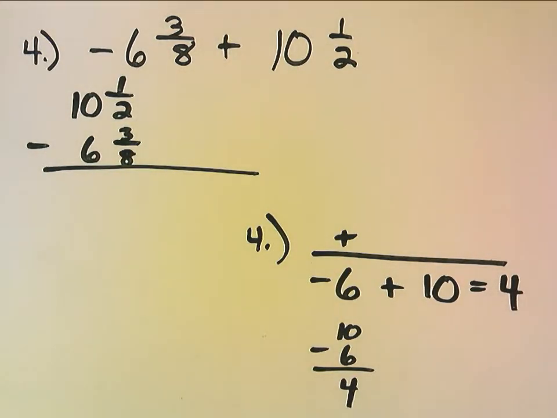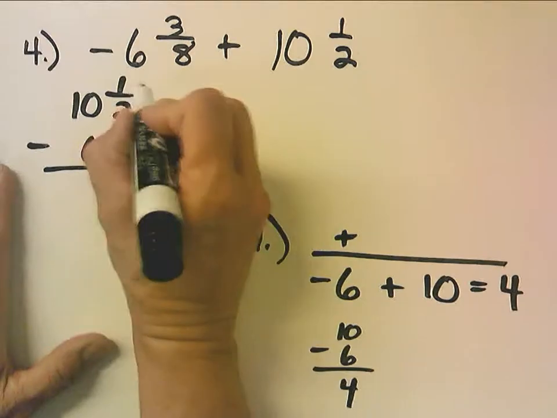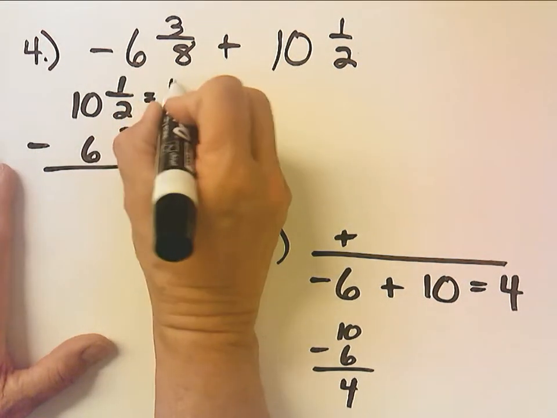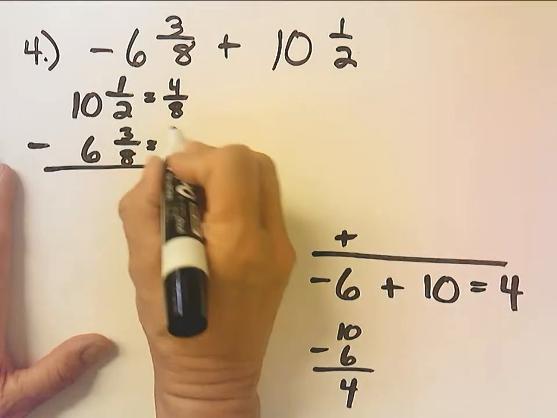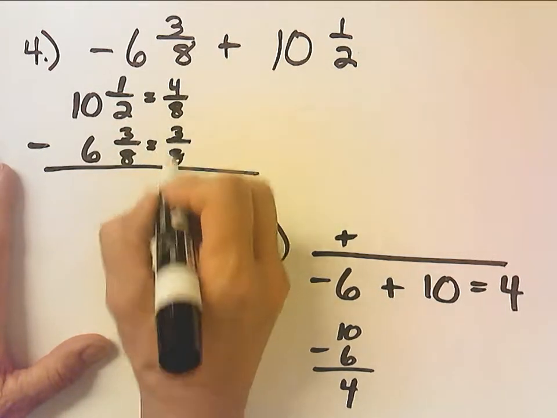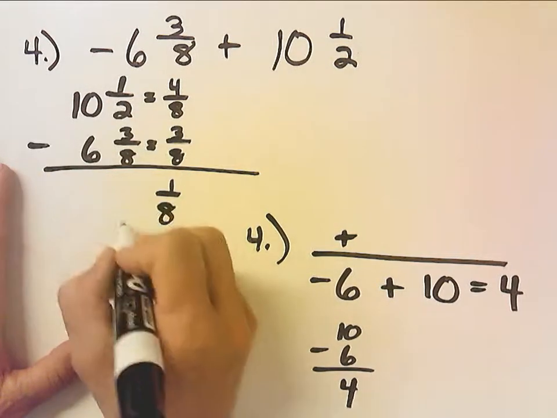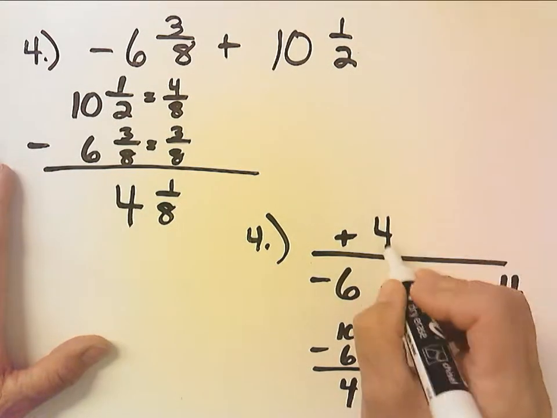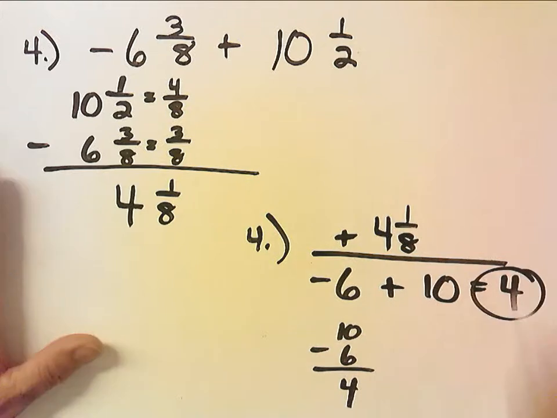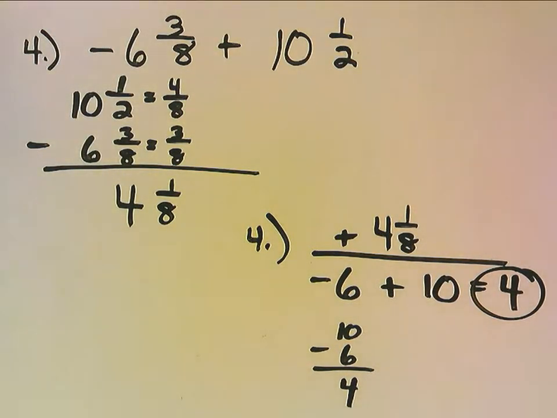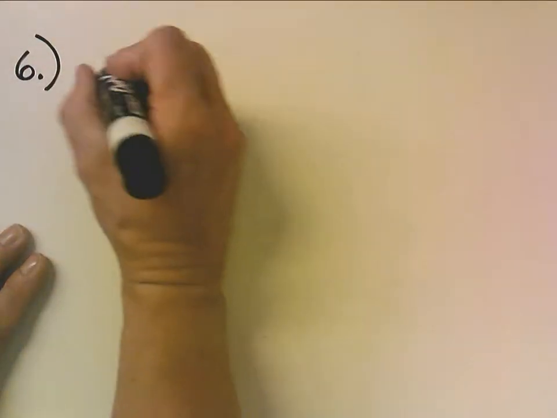Okay? Now, to do this, I have to get a common denominator. Well, I know 1/2 is 4/8, and if I do 4/8 minus 3/8, I get 1/8. 10 minus 6 is 4, so I know my answer is 4 1/8, very close to my estimate of 4. Now, I'm going to skip 5, let you do 5 on your own, and I'm going to do number 6, because number 6 is a little tricky.